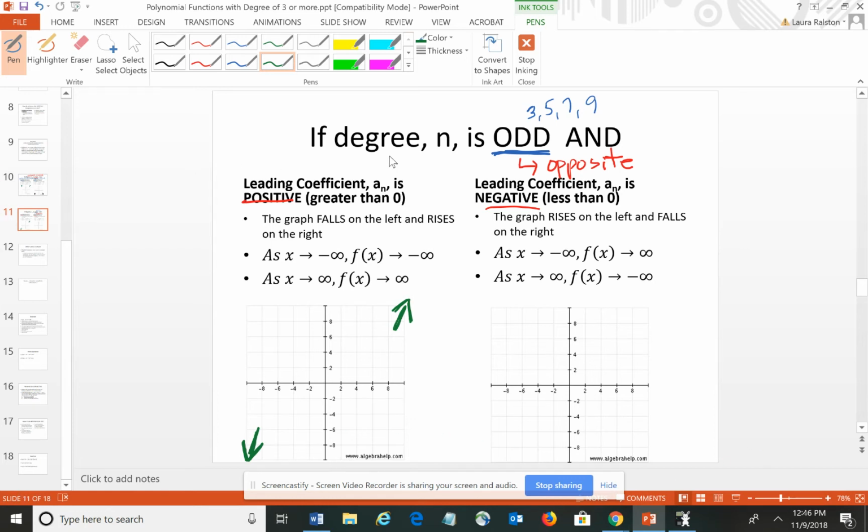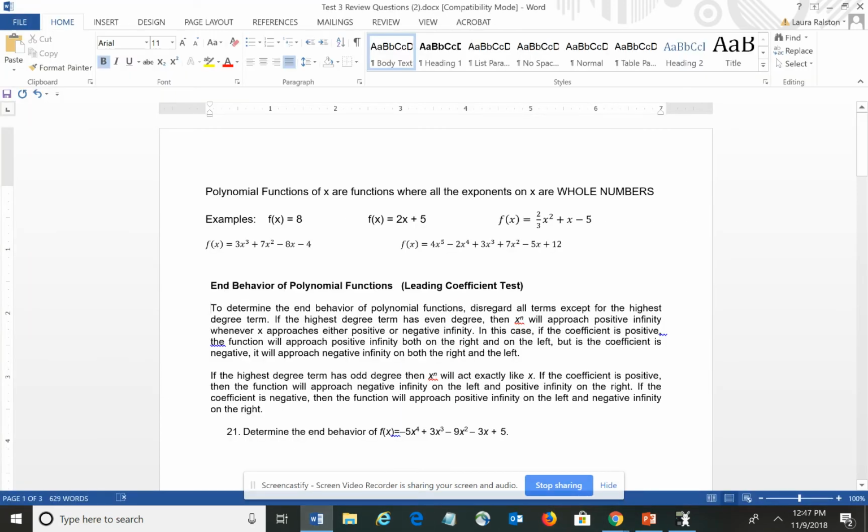If it's odd and the leading coefficient is negative, then it actually will rise as you go to negative infinity. F of x goes to positive infinity, and it falls on the right so that as you go to positive infinity, f of x goes to negative infinity. And again, notice how each end does opposite things. So let's take a look at a couple of examples on our review sheet here.